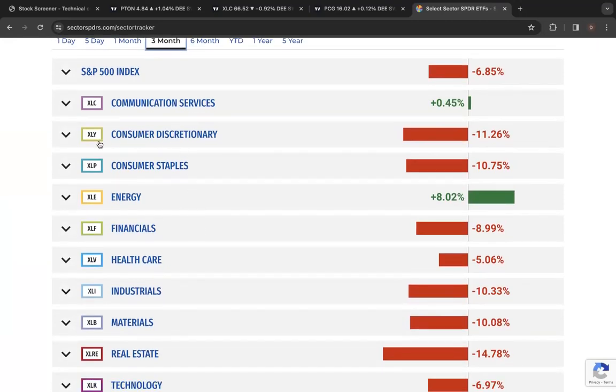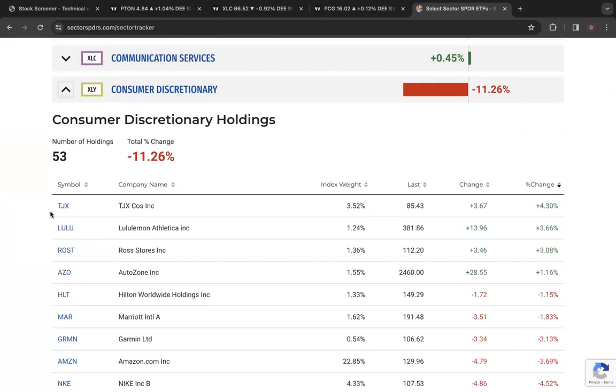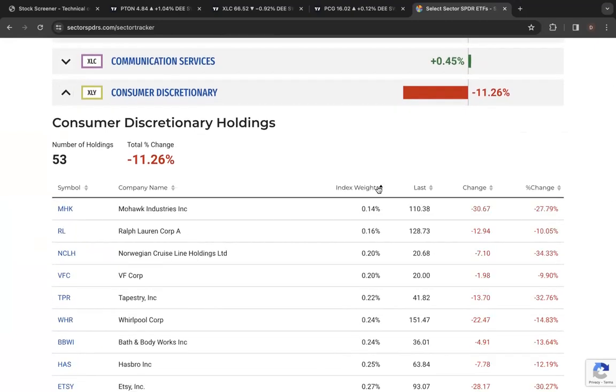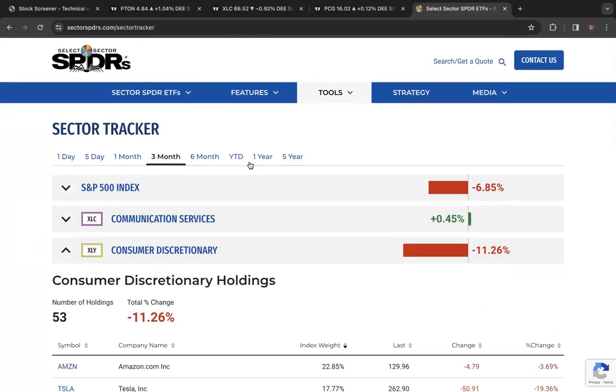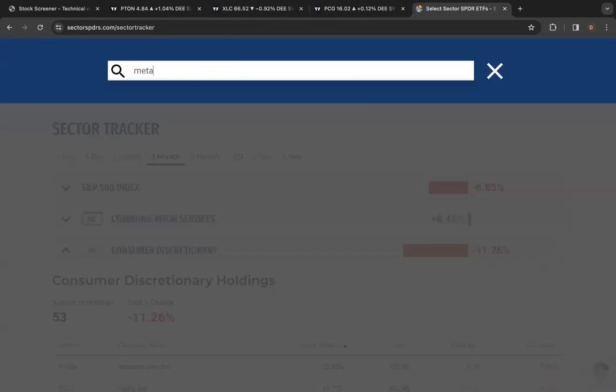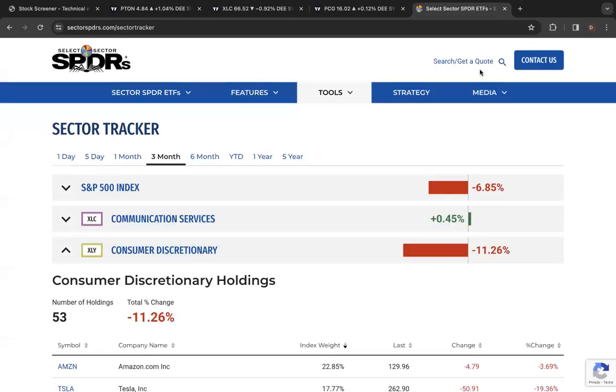So if we see, oh, XLY is doing bad, what's in XLY? TJX, Lulu, Ross, and yeah, here it is. Now it's doing it. We can start looking at setups and charts on these specific tickers. So that's one way you could do it. As far as TradingView, I am not sure if it has that feature or not, but I go to Sector SPDR, and I'm going to try one more time. Oh, it won't let me, whatever. But maybe if you try it later today, it'll work, but it usually works for me.